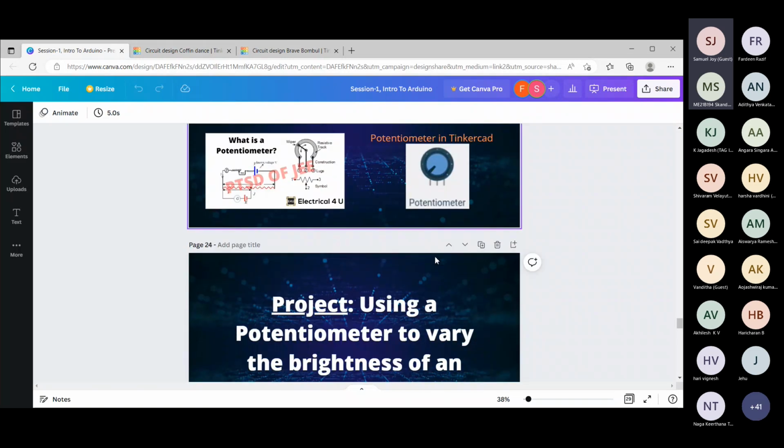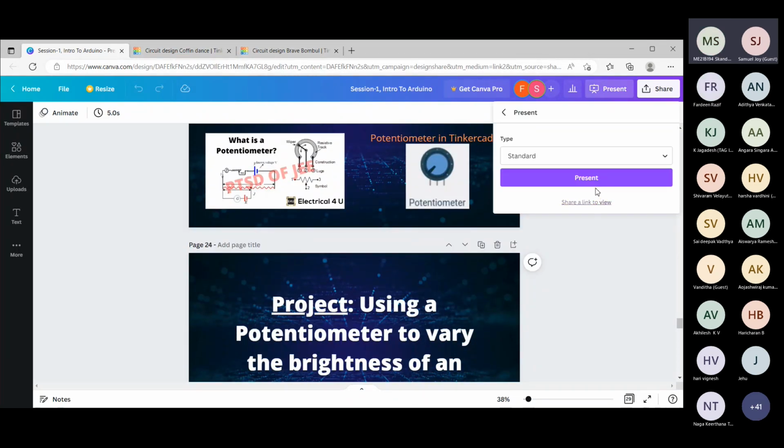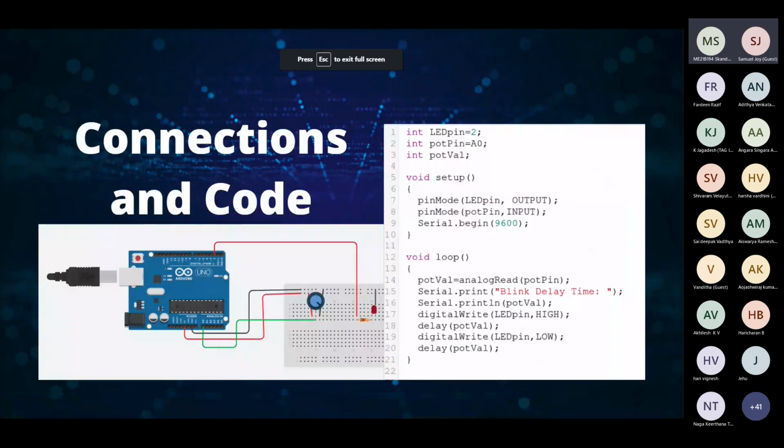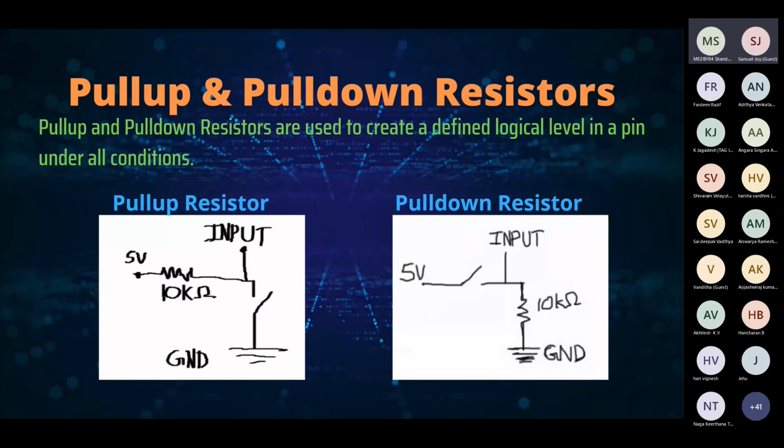So moving on to the presentation, we have a last slide which would clear the doubt of you guys regarding that resistor that was used. So let's assume that you were giving an input to one side of a switch, and the other side of the switch is connected to a particular value, let's say ground.